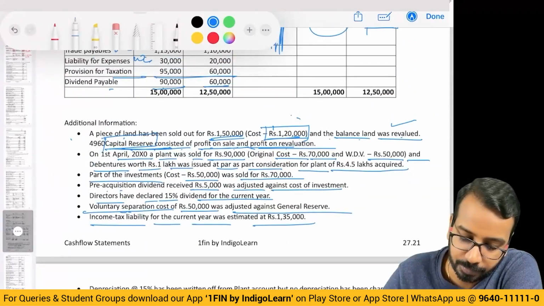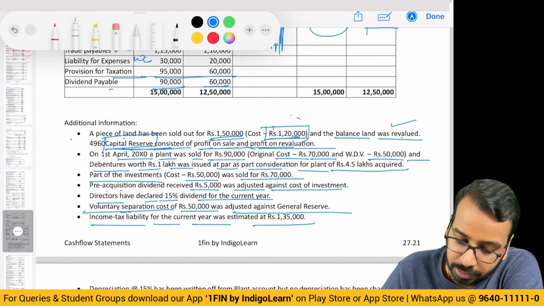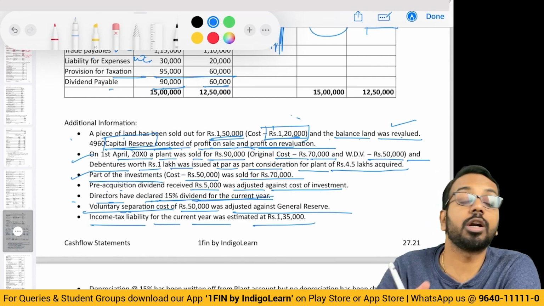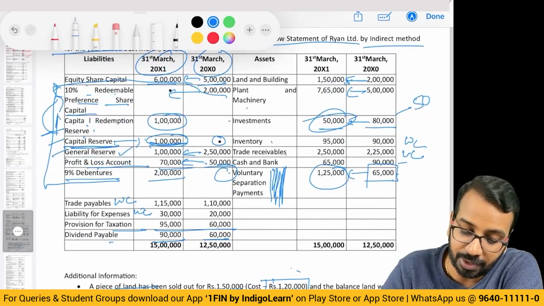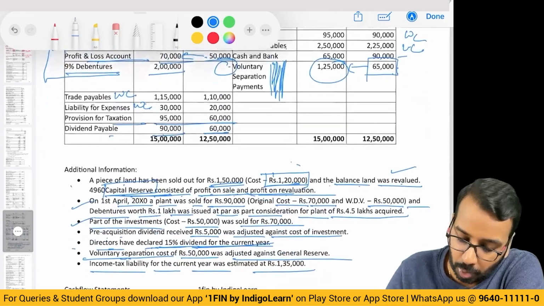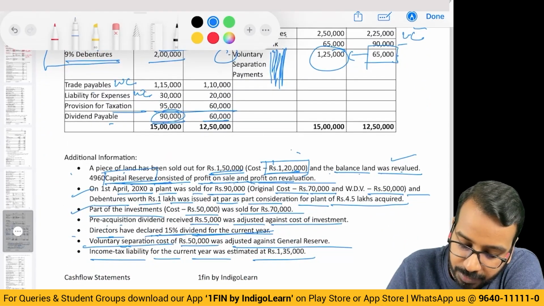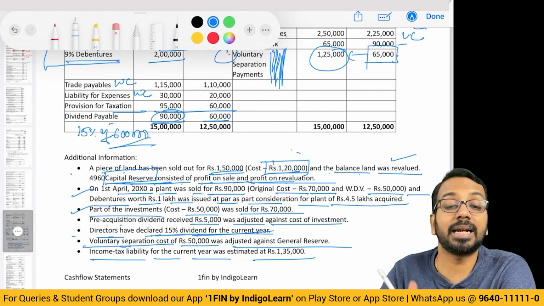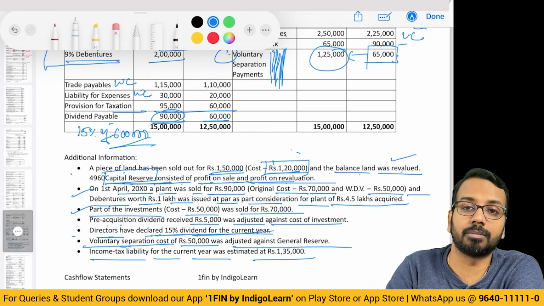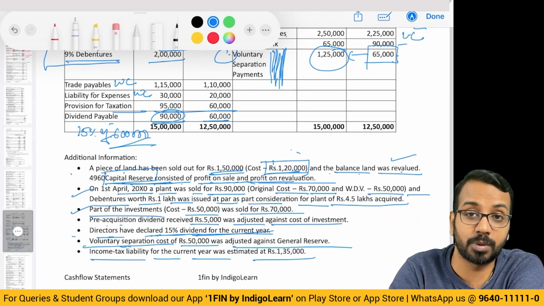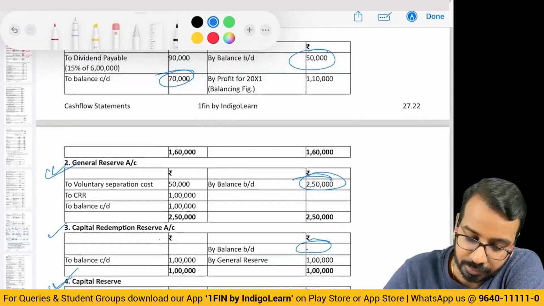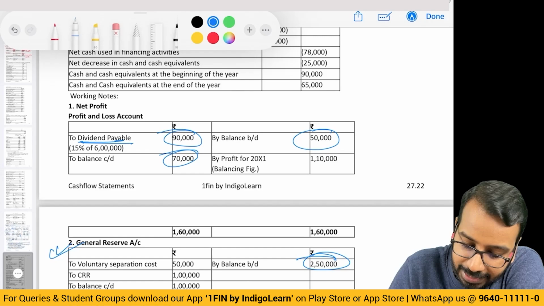Then, this is okay, this we can do separately. Directors have declared 15% dividend for the current year. Now what do we do with the dividend for the current year? We have equity share capital of 6 lakhs. On that, 15% dividend, this 90,000 represents 15% of 6 lakhs. Now whatever dividend has been declared, we will debit it not in the profit and loss account. After profit and loss account has been prepared, we will charge it against the profit and loss account. How much? 90,000. So to dividend payable, 90,000 we have captured.